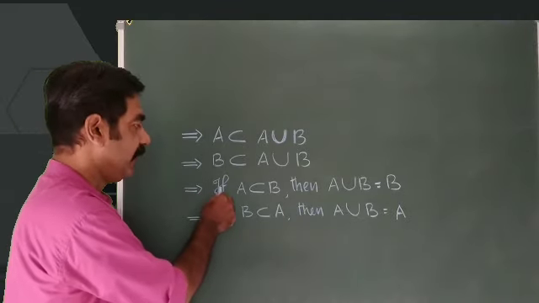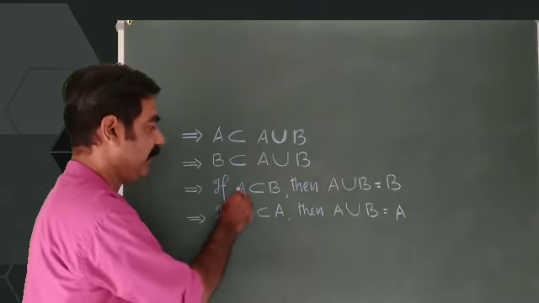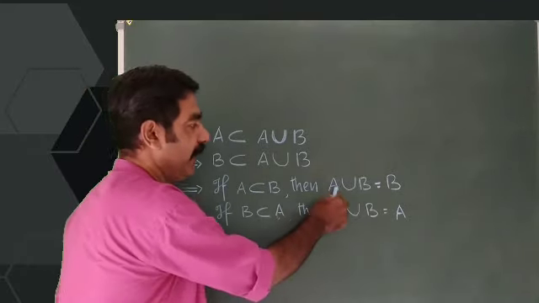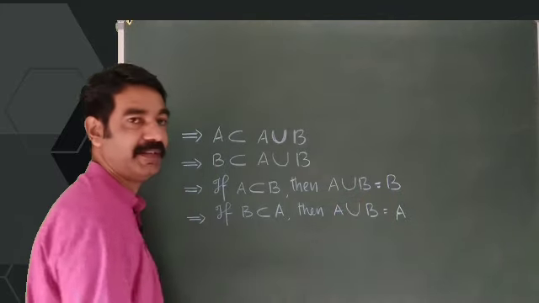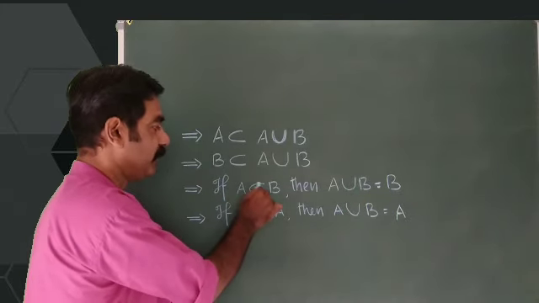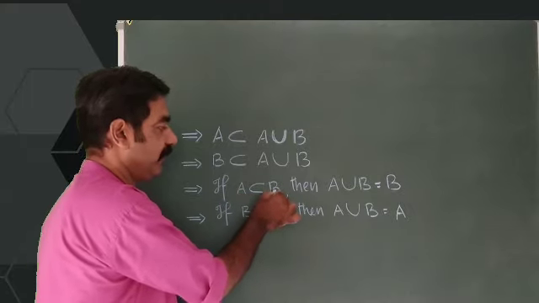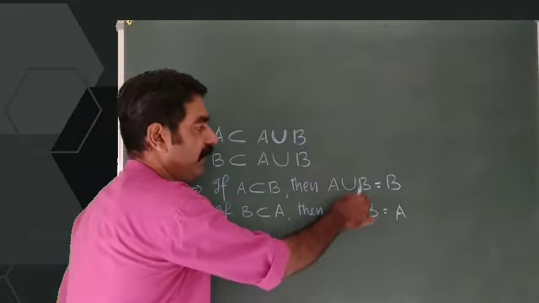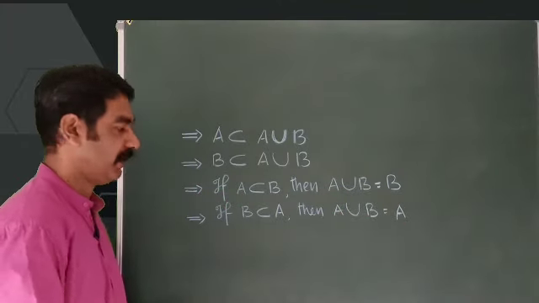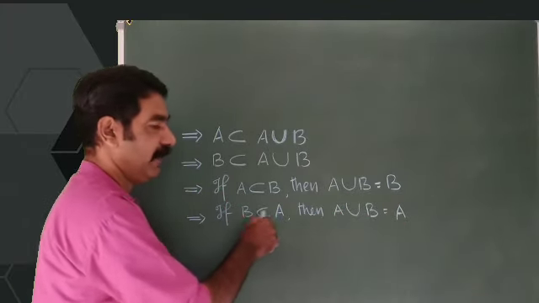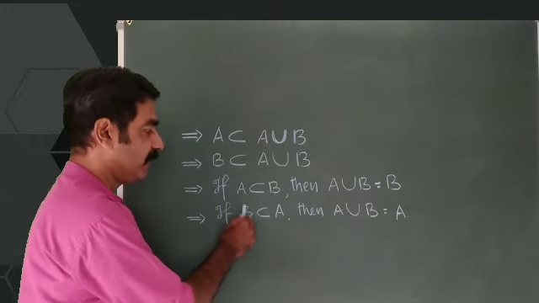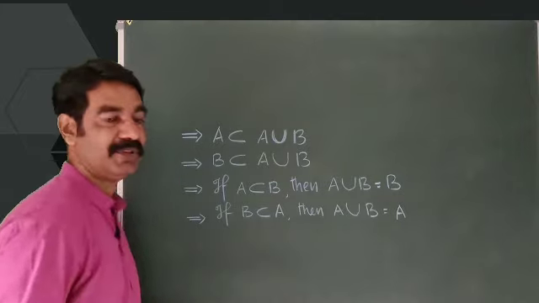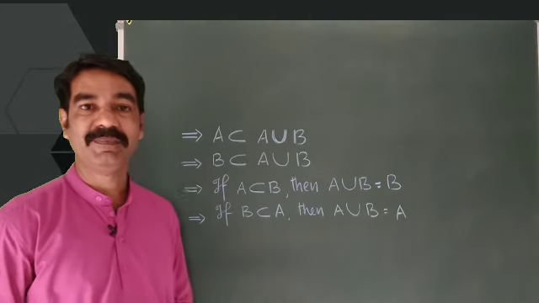നെക്സ്റ്റ് പോയിന്റ് ഈസ് ഇഫ് എ ഇസ് എ സബ്സെറ്റ് ഓഫ് ബി. എ ബിയുടെ സബ്സെറ്റ് ആണെങ്കിൽ എ യൂണിയൻ ബി എന്ത് തന്നെയായിരിക്കും? ബി തന്നെയായിരിക്കും അല്ലേ? കാരണം എ ഈസ് എ സബ്സെറ്റ് ഓഫ് ബി. എയിലുള്ള എല്ലാ എലമെൻറ്റ്സ് ബിയിലുണ്ട്. അപ്പോൾ എ യൂണിയൻ ബി ബി തന്നെയായിരിക്കും. സിമിലർലി ഇഫ് ബി ഈസ് എ സബ്സെറ്റ് ഓഫ് എ, ബിയിലുള്ള എല്ലാ എലമെൻറ്റ്സ് എയിലുണ്ട്. ദെൻ എ യൂണിയൻ ബി ഈസ് എ. സോ ദീസ് ആർ ദ ഇമ്പോർട്ടൻറ്റ് പോയിന്റ്സ് ടു ബി റിമെമ്പേർഡ്.